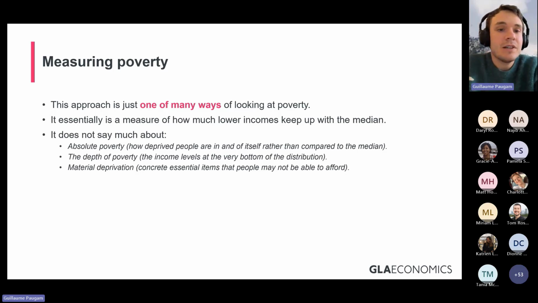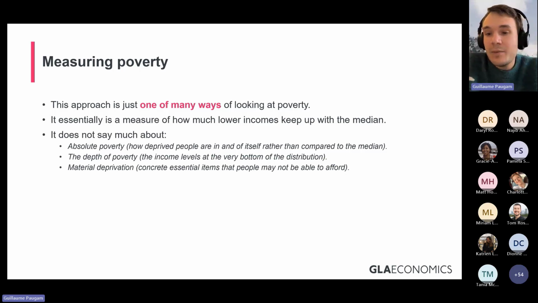It does not say much, however, about, for instance, absolute poverty. So if you think about the poverty line as defined by the World Bank, that's an absolute threshold that they define in terms of what the basic necessities to live are. That is not in relation to anyone else in your society. It does not say much about the depth of poverty.